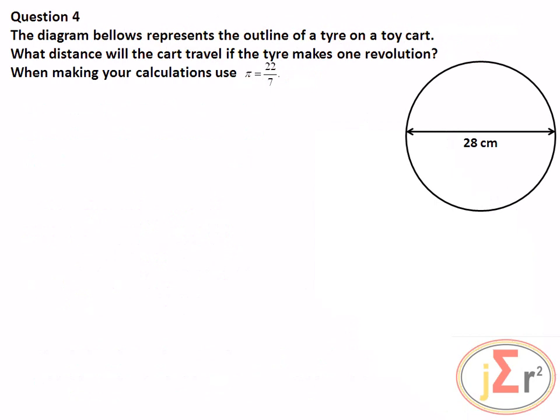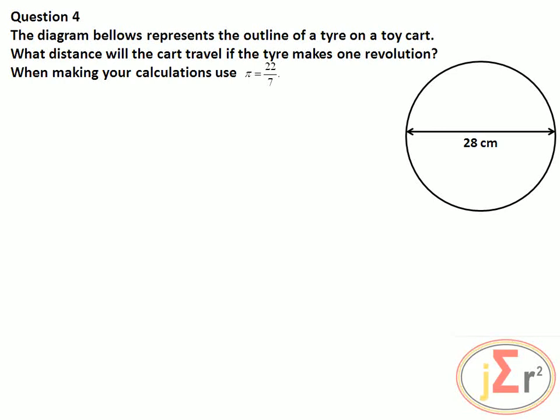We will continue this presentation with question number 4. The diagram below represents the outline of a tire on a toy cart. What distance will the cart travel if the tire makes 1 revolution? When making your calculations, use pi to be 22/7. As a matter of fact, since pi is given as 22/7, this is a clue to what we are required to do in order that we may solve the problem.